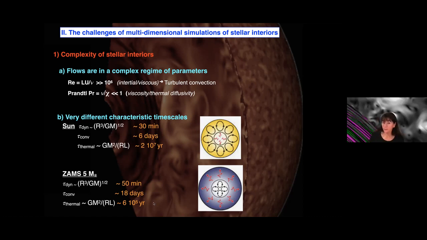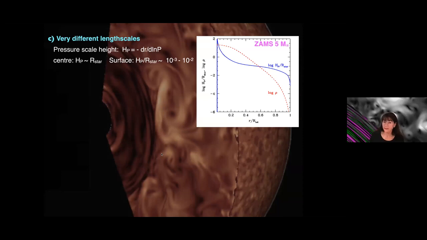We have also very different length scales, as you know, if you are working on stellar evolution, where the characteristic length scale of a system which is in hydrostatic equilibrium varies by orders of magnitude from the center of the star up to the surface. And here, my favorite 5 solar mass star on the ZAMS, you can see that the pressure scale height, this blue line, varies by about 5 orders of magnitude from the center to the surface. And the density stratification is absolutely enormous, the density varies by 8 orders of magnitude from the center to the surface.